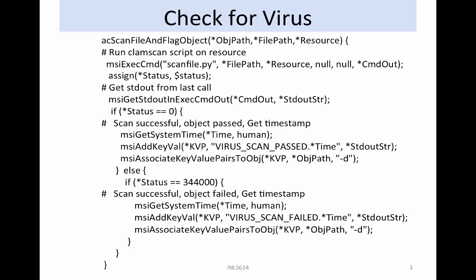The policy can be applied to every file that is deposited into the data grid. A clam scan script is run at the storage location where the file is stored. The output is retrieved and checked for success. An AVU attribute VirusScan passed is set if the file passed, and the AVU value is set to the time. If the scan failed, an AVU attribute VirusScan failed is set on the file.